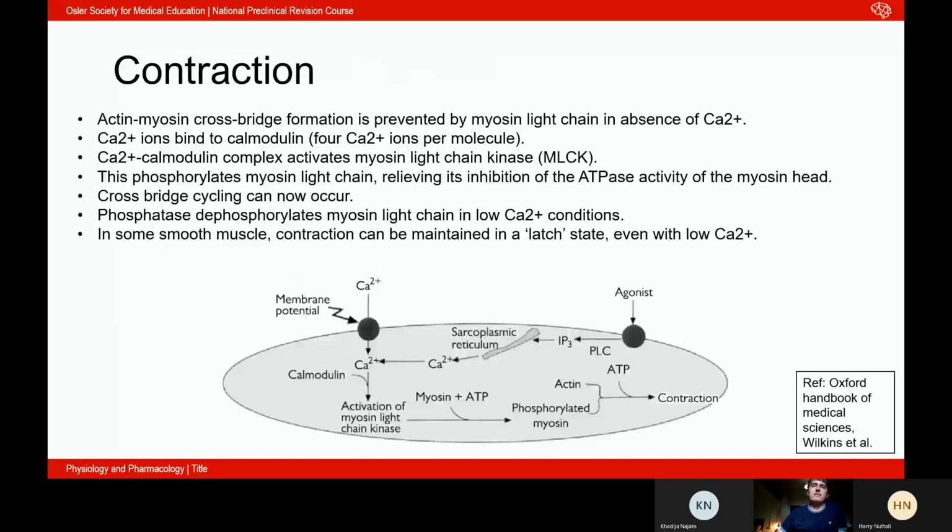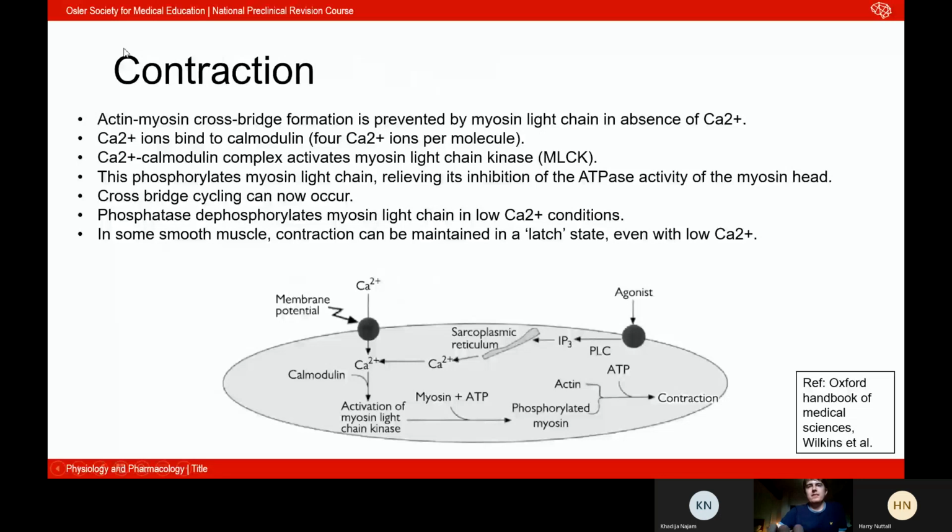Okay, so we've got this raised calcium in the cell as we did for the other two types of muscle. So now we need to translate that into contraction and tension generation. And the mechanism by which this happens is different in smooth muscle than it is in skeletal muscle and cardiac muscle. So in the absence of calcium, we have these myosin light chains that prevent the formation of actin-myosin cross bridges. So instead of tropomyosin being the key blocker of these cross bridge formations, it's now a myosin light chain.